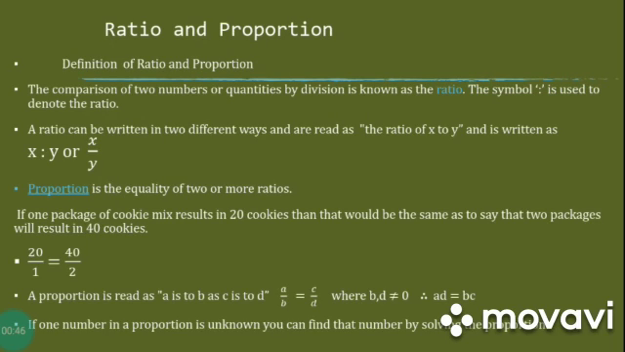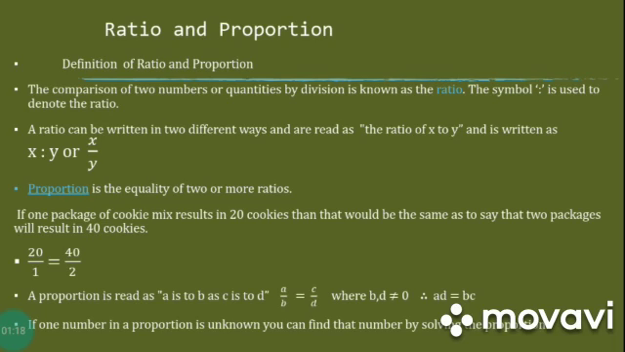Definition of ratio and proportion. The comparison of two numbers or quantities by division is known as ratio. The symbol colon is used to denote the ratio. A ratio can be written in two different ways and is read as the ratio of x to y, written as x is to y or x upon y.